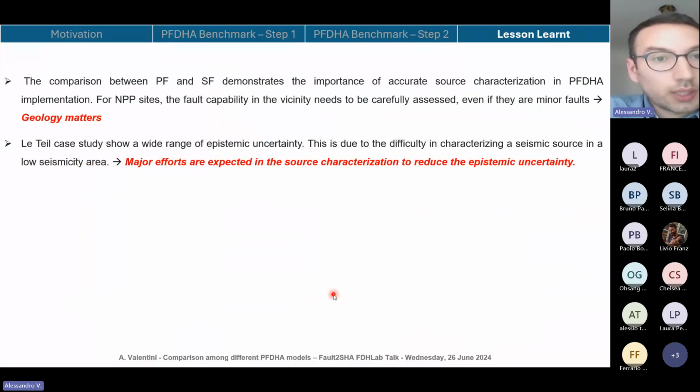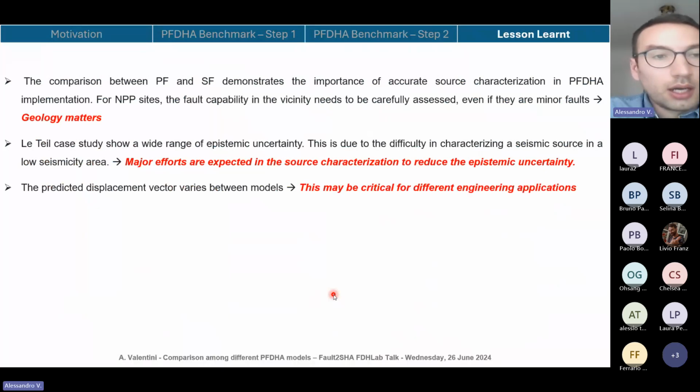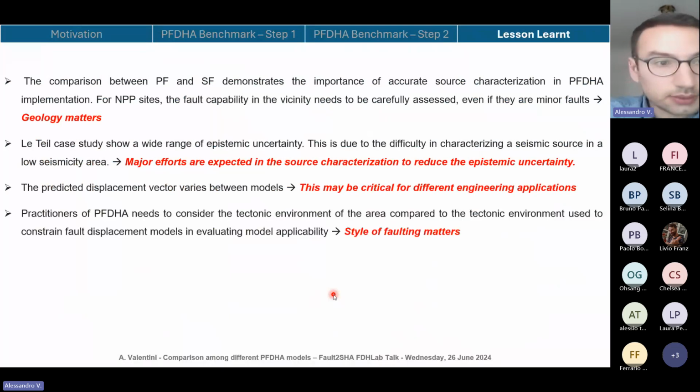Again, the case studies show a wide range of epistemic uncertainty, and this is mainly due to the difficulty in the characterization of the seismic source. And when we are working in a low seismicity area, major efforts are expected in source characterization to reduce the epistemic uncertainties. The predicted displacement vector varies between models. I already told you during the talk, and this may be critical for different engineering applications because some installations could be more sensitive to the lateral displacement or to the vertical displacement or to the net displacement. So this is very, very important also in the application of these models.